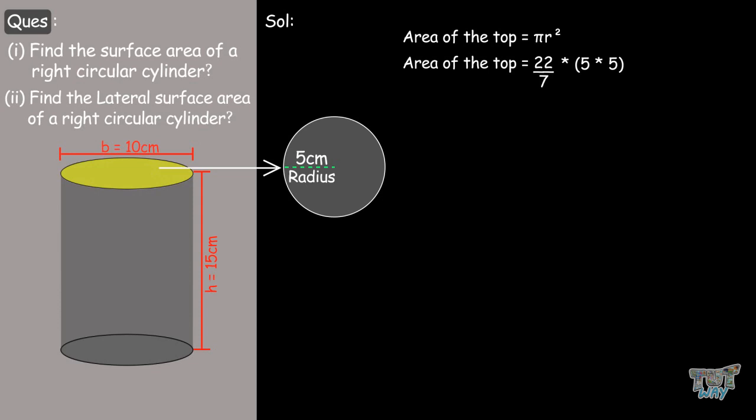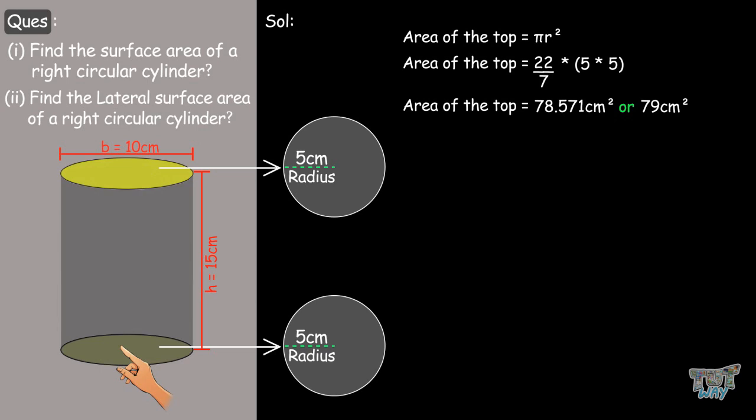Therefore, area of the top will be 78.571. You can round this to 79 centimeters squared. And we know that in a right circular cylinder, the top and bottom are congruent figures. That is, they have the same diameter and radius. So the area of the top will also be the area of the bottom. So both have an area of 79 centimeters squared.